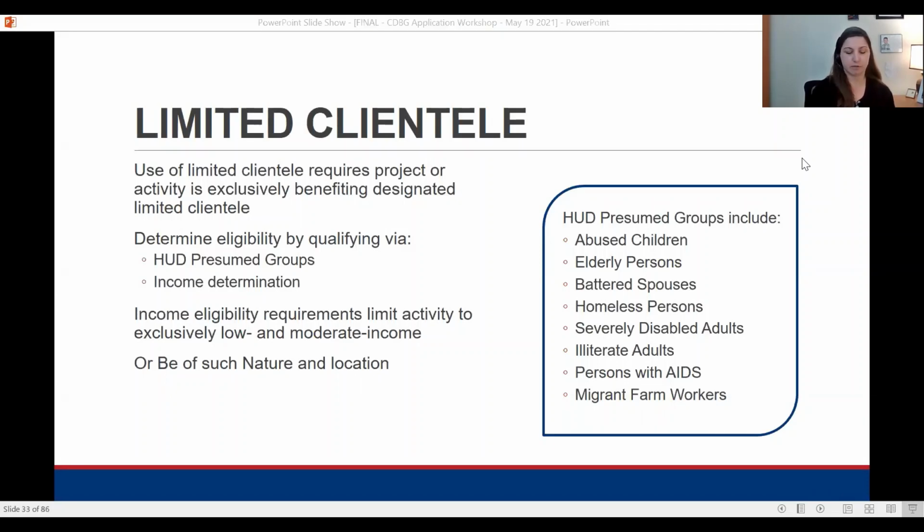You can go to chapter 2 of the implementation guide, and we have much more information about that. And of course, we would be happy to answer any specific questions regarding your project when you're thinking through this piece and how you're going to qualify for these categories.